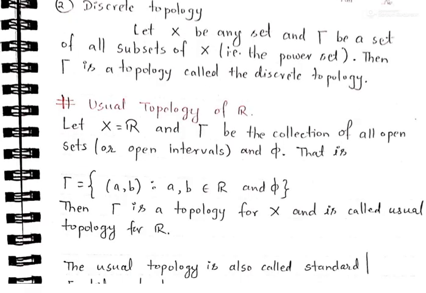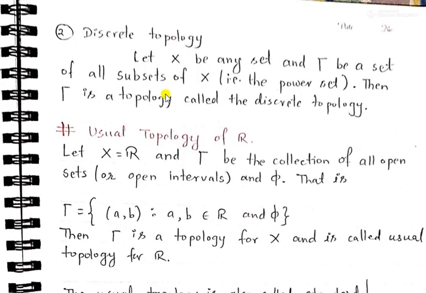Let us move ahead. Another one is the discrete topology. Discrete topology means: let X be a set and let tau be the set of all the subsets of X. We will choose all the subsets of X and make a set; that's also called the power set. Such a topology is called the discrete topology. So the discrete topology consists of all the possible subsets of X, or we can say the power set.